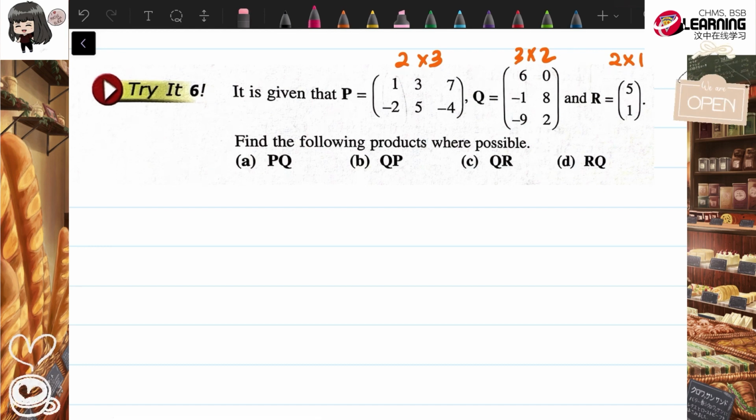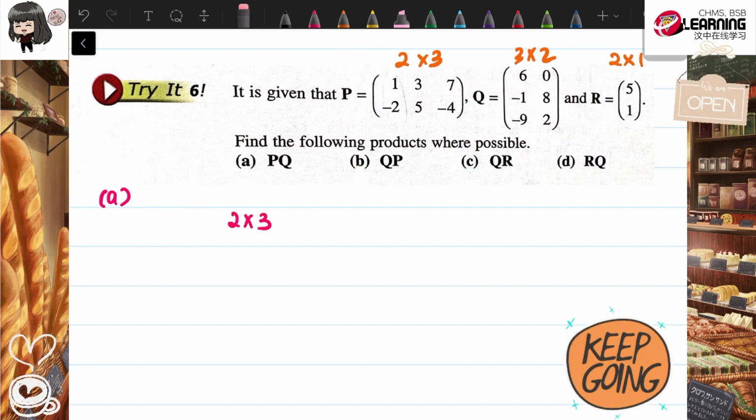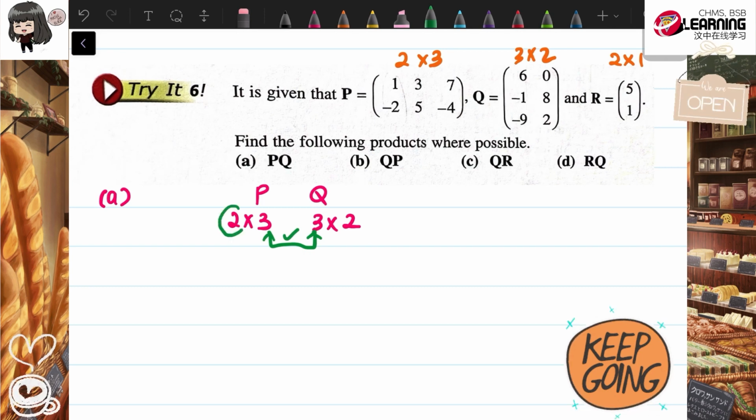So P times Q. Matrix P, matrix Q, when you multiply, I'm doing part A. Matrix P is 2 by 3 and matrix Q is 3 by 2. These two are the same, so you can multiply. And your final product must be 2 by 2, 2 rows, 2 columns.